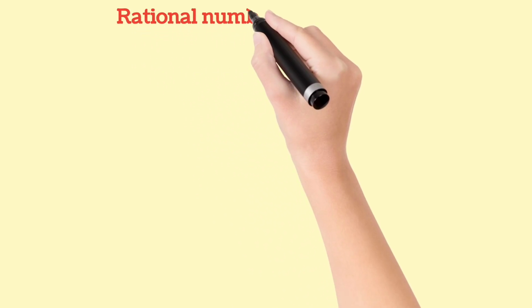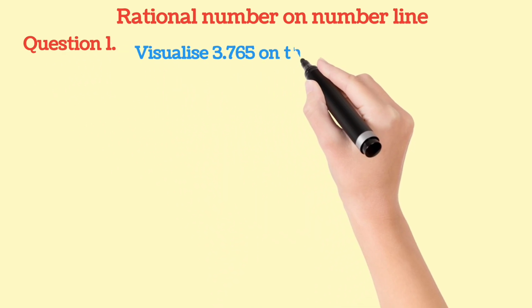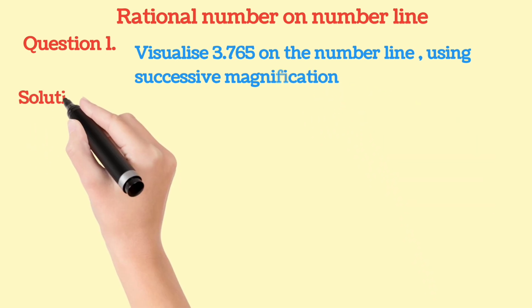Representation of rational number on number line. For this, question 1: visualize 3.765 on the number line using successive magnification.